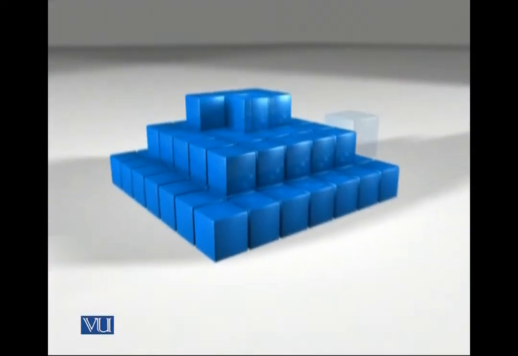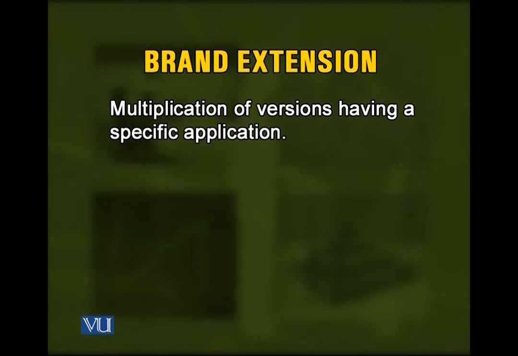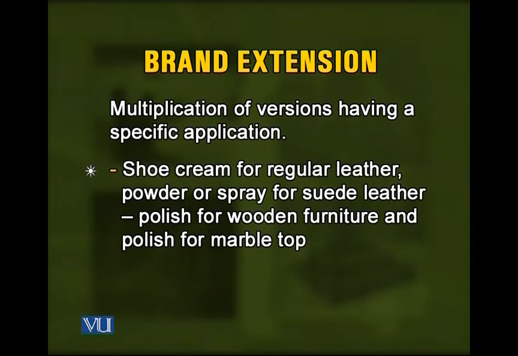Yet another classification which you may not lose sight of is the multiplication of versions having different applications. What does this mean? I can make you understand the meaning of this with the help of an example once again. The example is in the area of polishes. A manufacturer making shoe polish and then deciding to position another offering for those who like to wear suede shoes. So he's going to come up with maybe a powder for that or a spray or some kind of polish because that polish has a different application. The manufacturer might also like to position one of his versions for furniture, for example, or marble tops. So these are a few of the examples which relate to the various classifications whereby you can multiply the product line.